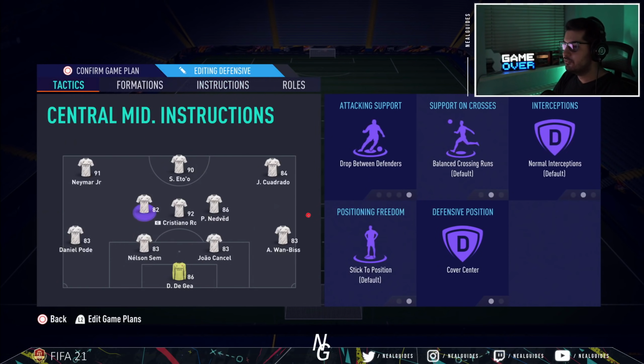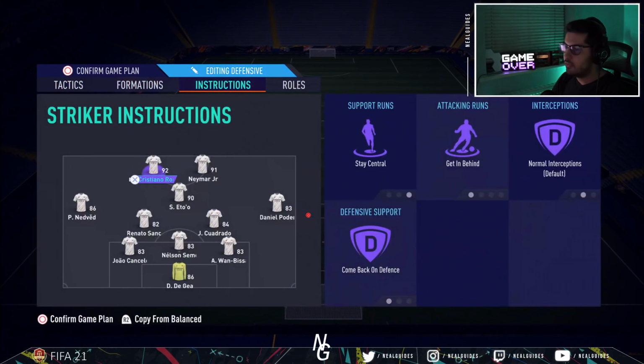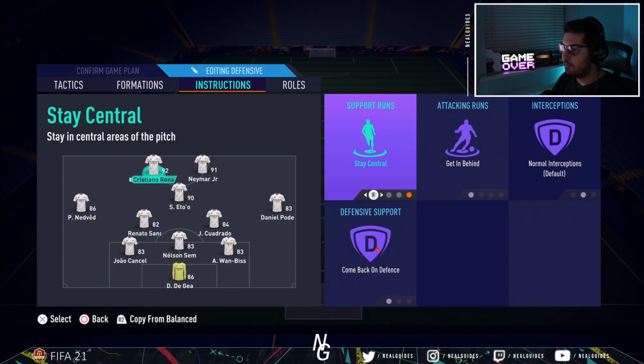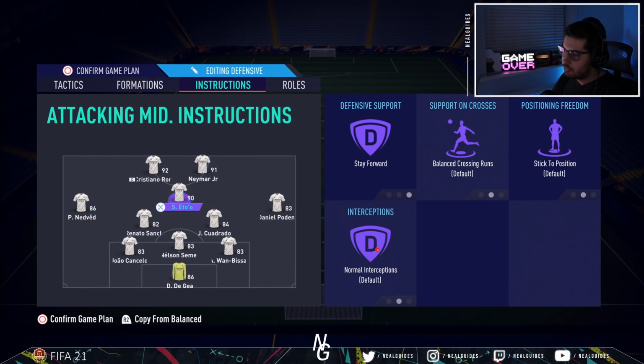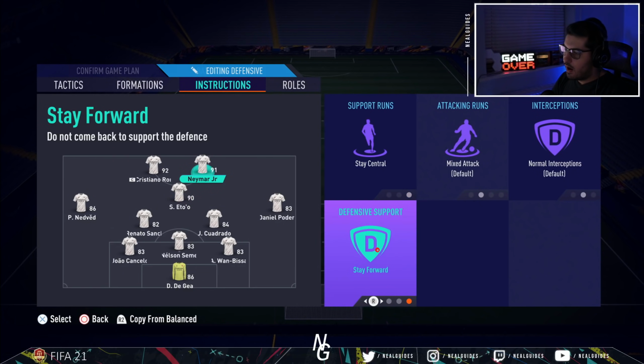I have 2 variations of this. So I have the one where one's on comeback and defense. Now, personally, I use the one with all 3 of them on stay forward. Now, this is the thing. I'm very comfortable with defending. If you know you're not comfortable defending, stick this guy on come back, and stick this guy on come back.